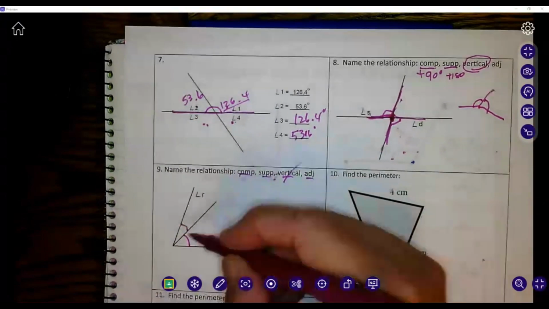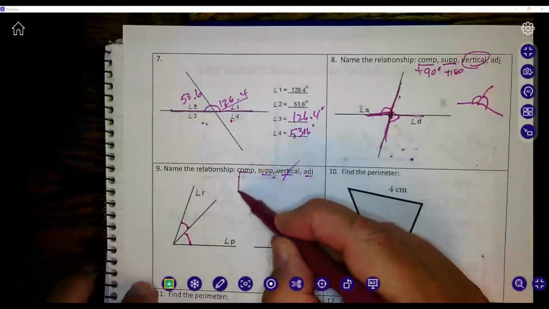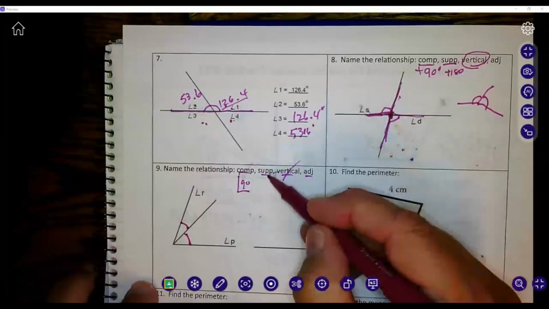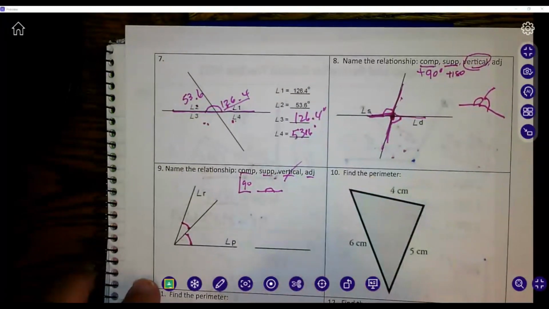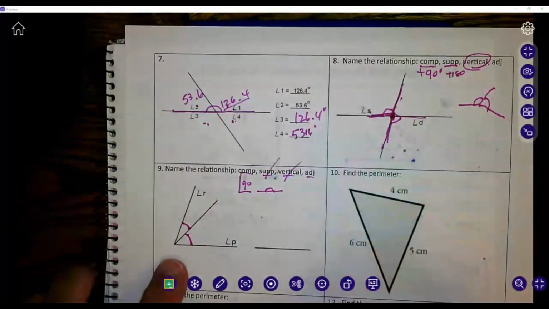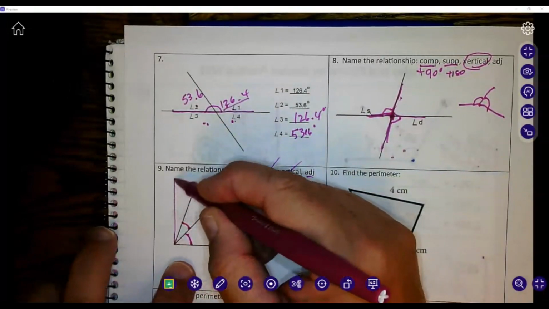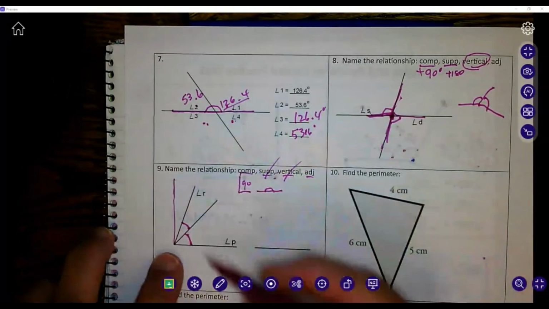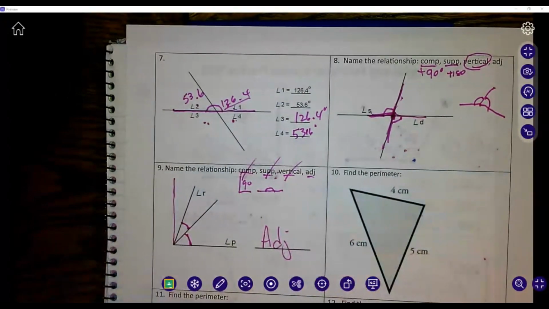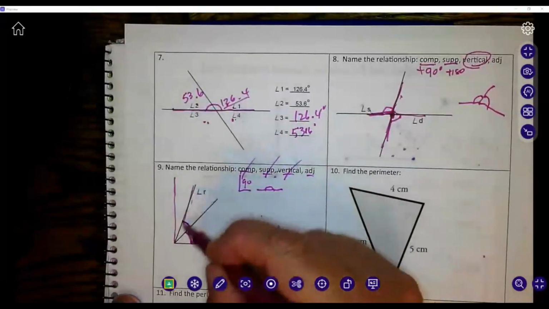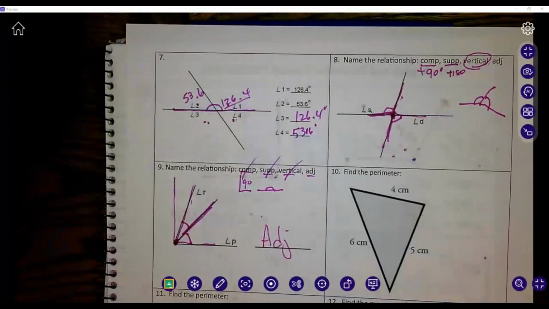Complementary, they have to both add up. This angle plus this angle have to put together to form a right angle, 90 degrees. Supplementary, they have to be put together to form 180 degrees. Well, that's obviously not supplementary. And we can see that in order to be 90 degrees, this side would have to be up here some kind of way. So it can't be supplementary. These angles are adjacent. They're next to each other. They have the same vertex, and they share a side, and they don't overlap.